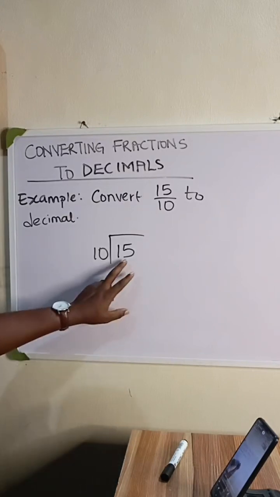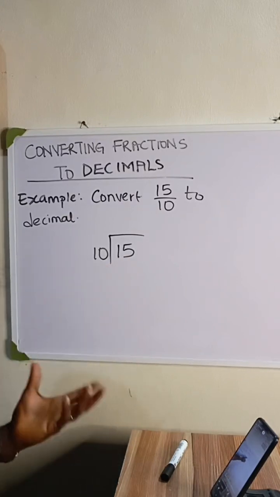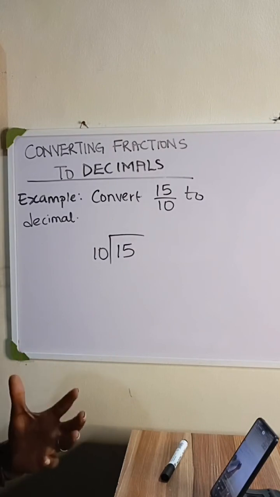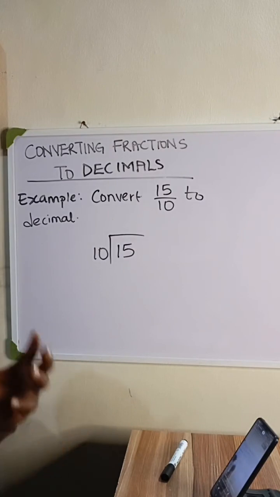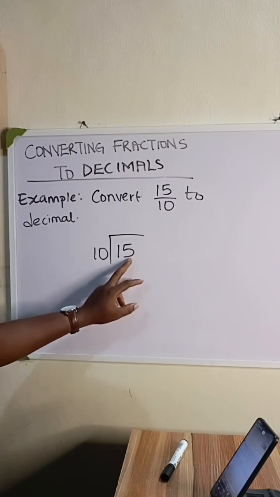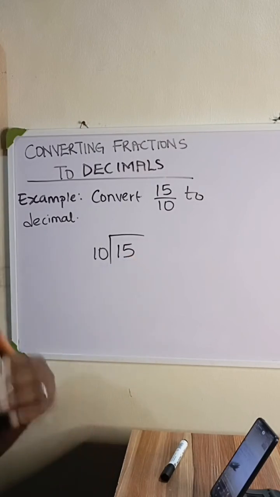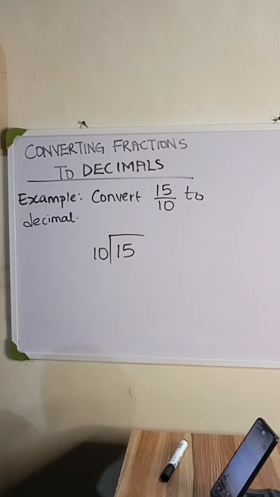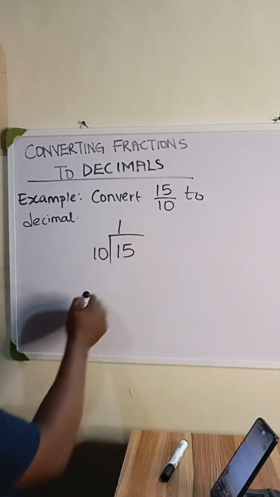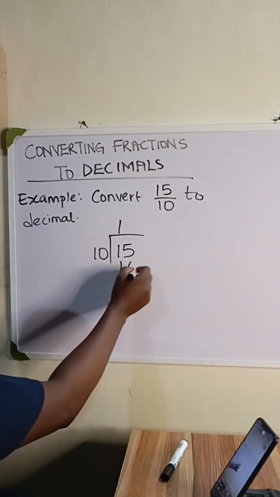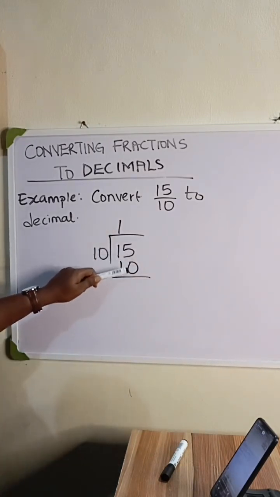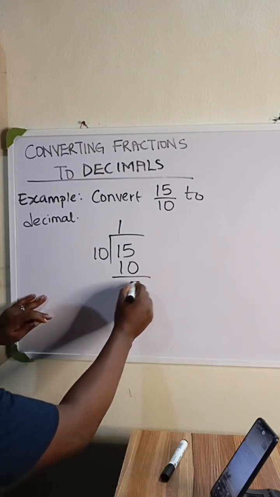So if we say 15 divided by 10, how many 10 can we find in 15? 10 times 1, 10, 10 times 2, 20. So it is just 1 10 that can be found in 15 because 10 times 1 is 10. When you do 10 times 2, you will get a number larger than 15. So we just have 1. 1 times 10 is 10. So 15 minus 10, this will give us 5.